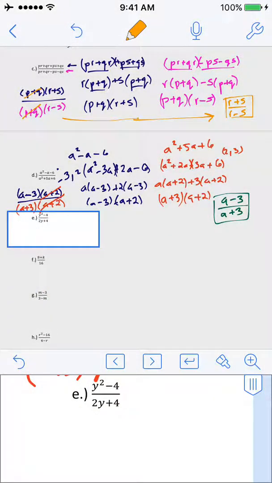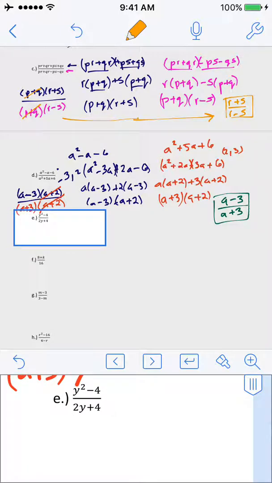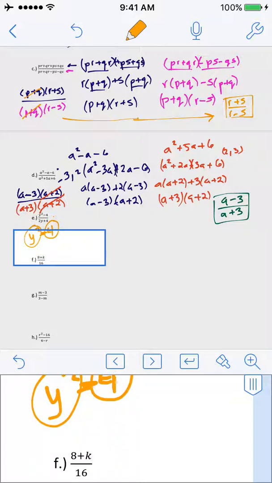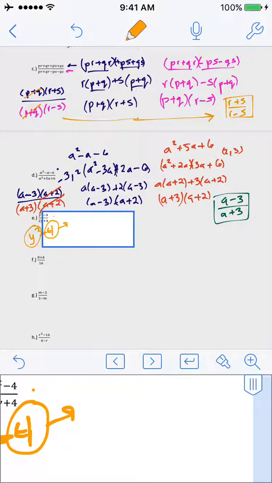Alright, again, I can't go canceling y's and 4's because they're being added or subtracted. Let's see if we can maybe reduce this a little bit. Y squared minus 4. Interesting. I don't see a GCF, but I do see a special case here. Here's a square, and they're being subtracted. Check that out. It's difference of squares. So this I know factors to y plus 2 times y minus 2. If you didn't quite remember that, you need to go back and check out 6.3 because that's special cases, okay?